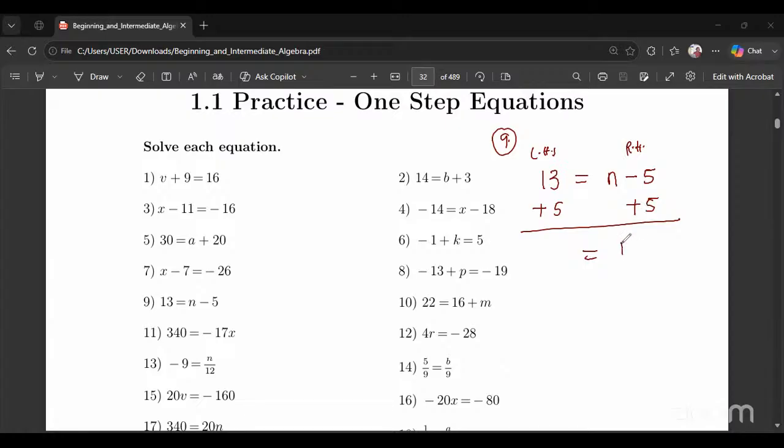So in the right-hand side, we just have n all by itself. Now, in the left-hand side, we can easily add 13 and 5. So 13 plus 5 will give us 18. So 18 is equal to n, or you may want to say n is equal to 18. So the value of n that satisfies this given equation is 18. And if you think of it, 18 minus 5 will give us 13. Okay, so that is why the correct answer is 18.